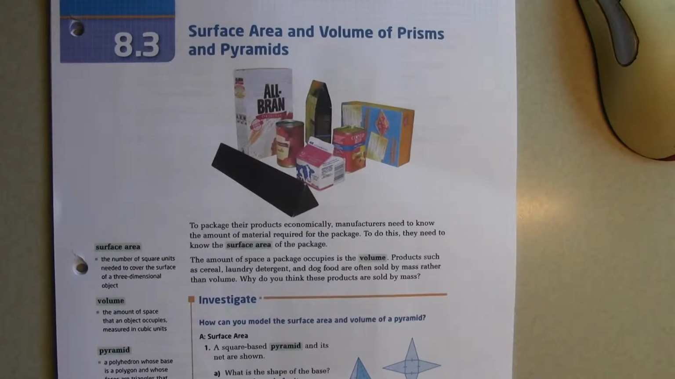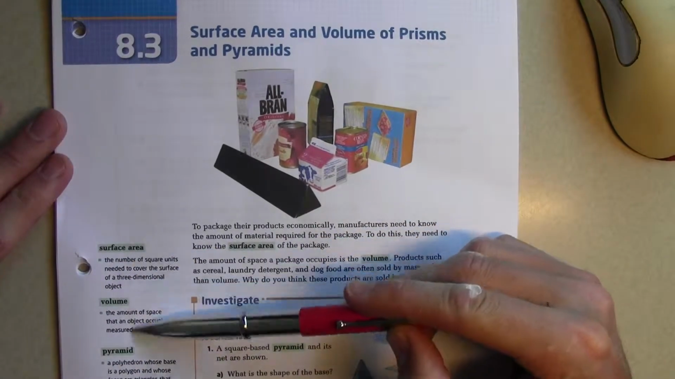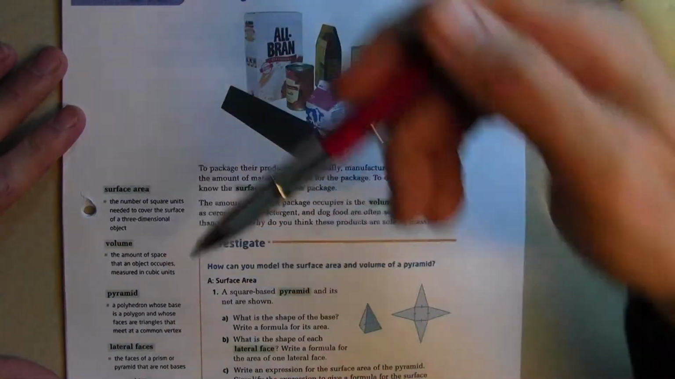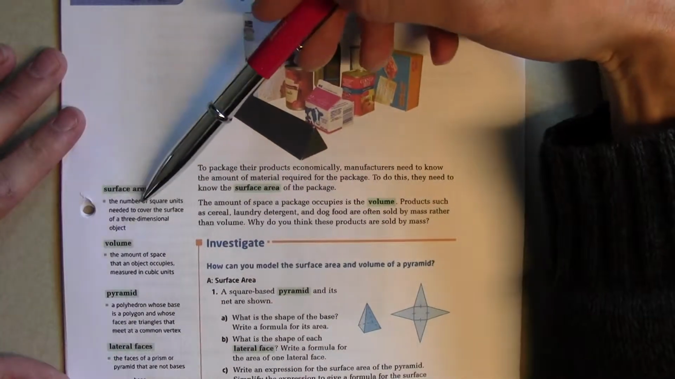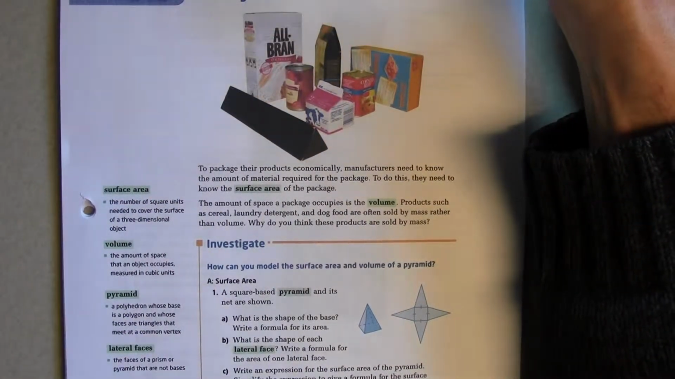Okay, this is section 8.3 in your textbook. We're looking at surface area and volume of prisms and pyramids. We have a lot of definitions here on the side, and we need to make sure we are aware of them, okay? So we should know these. These are review. Alex, go ahead and read them.